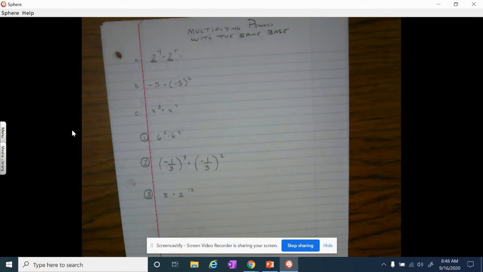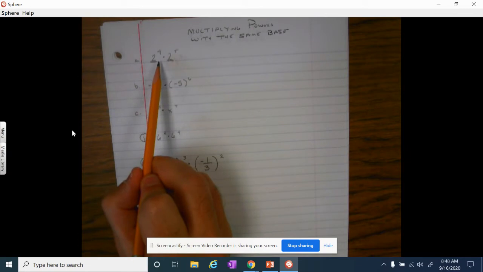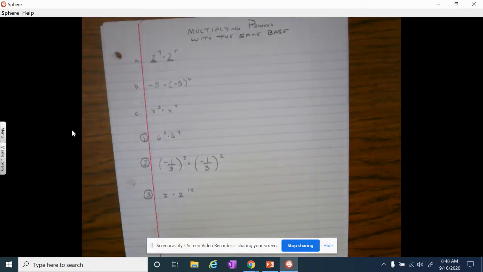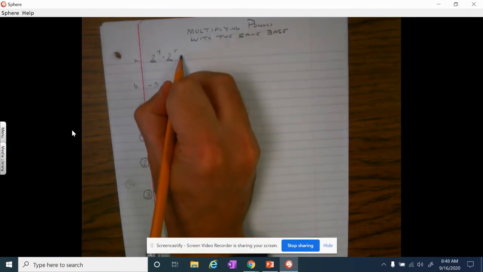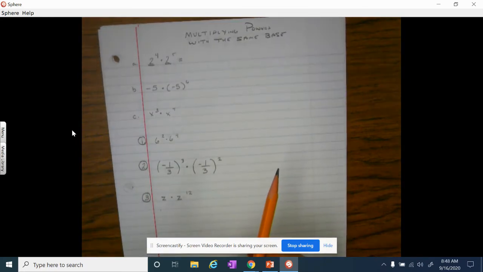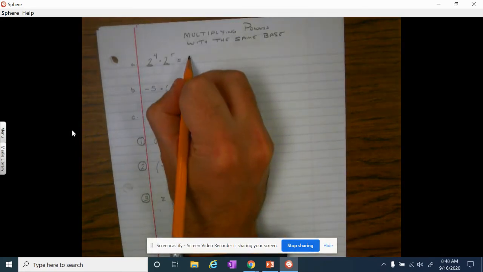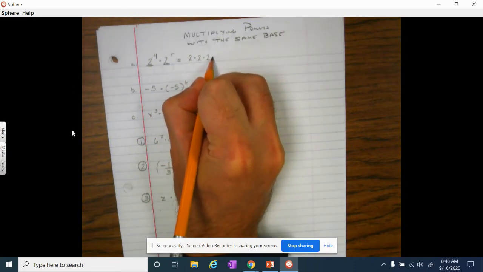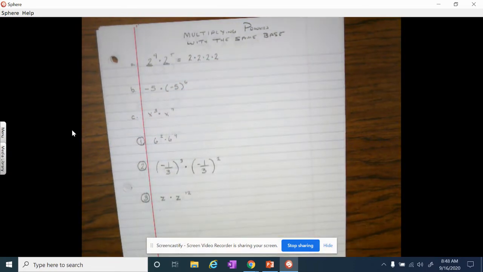Now, the rule for multiplying two numbers with the same base and they have exponents is I get to add them together. I just add my exponents. I keep the base. I add my exponents together. But we're going to actually look to see why does that work. So if you identify what 2 to the 4th actually means, 2 to the 4th means 2 times 2 times 2 times 2.